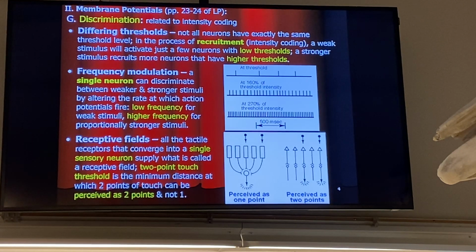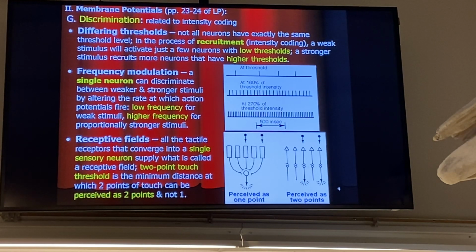Then you go to the back, the base of your neck. Same distance, I'm going to ballpark it. But here, only one sensory neuron is taken into the brain, even though there are 2 points. The same distance as over here. This feels like 1 point.